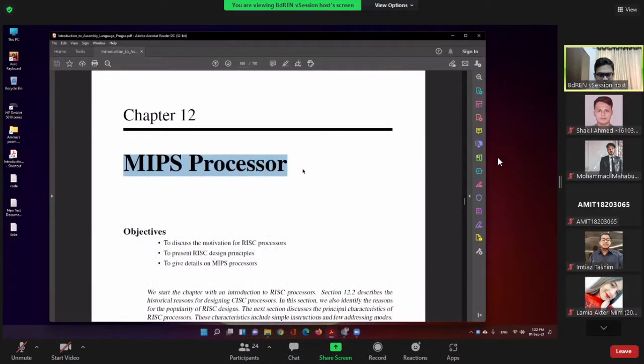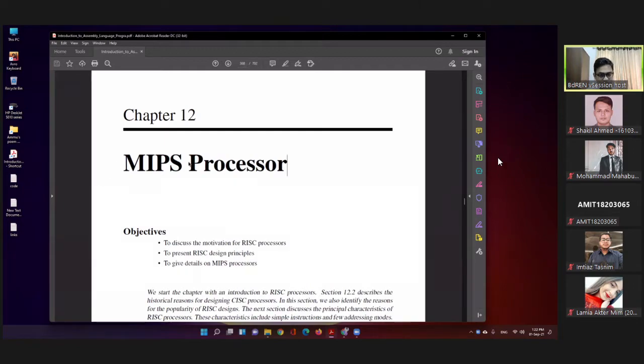Most probably the wireless router you're using at home has a MIPS processor. Or the printer, scanner, whatever you have at your home, that might be a MIPS processor. If you have a smart television or smart refrigerator or an oven, that might also have a MIPS processor.